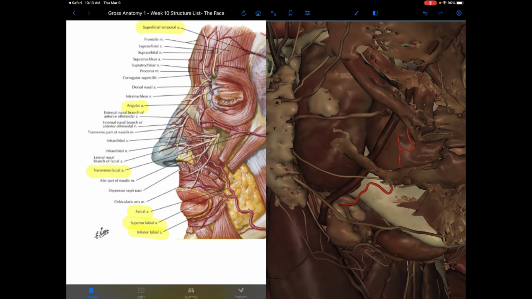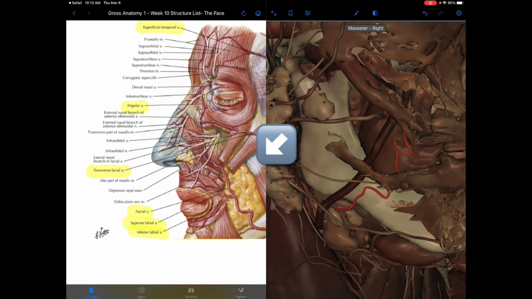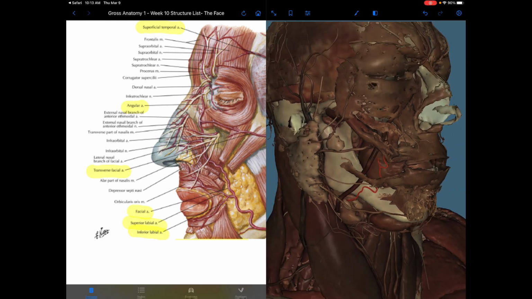It branches off the external carotid artery, and it arches over the submandibular gland into the submandibular triangle, and it curves around the inferior border of the mandible, just anterior to the masseter muscle, which is right here. And this enters the face. If you put your fingers in that area, you might feel its pulse. And it ascends in a course towards the medial angle of the eye.